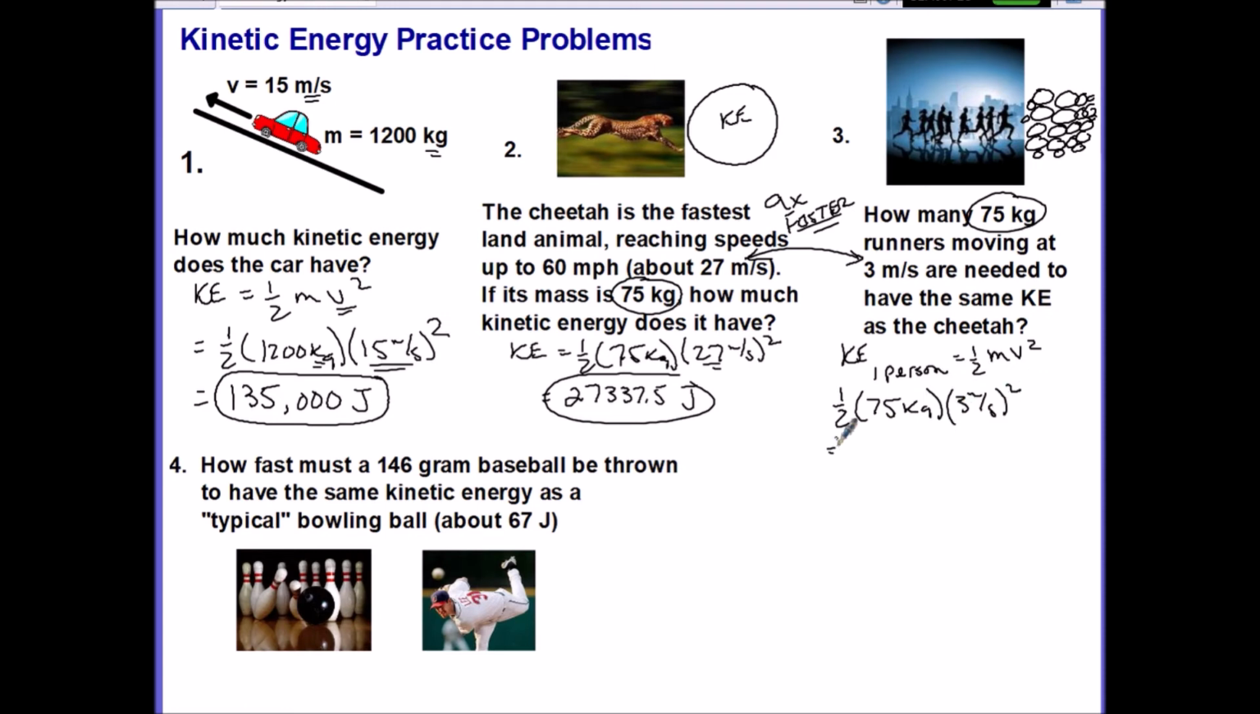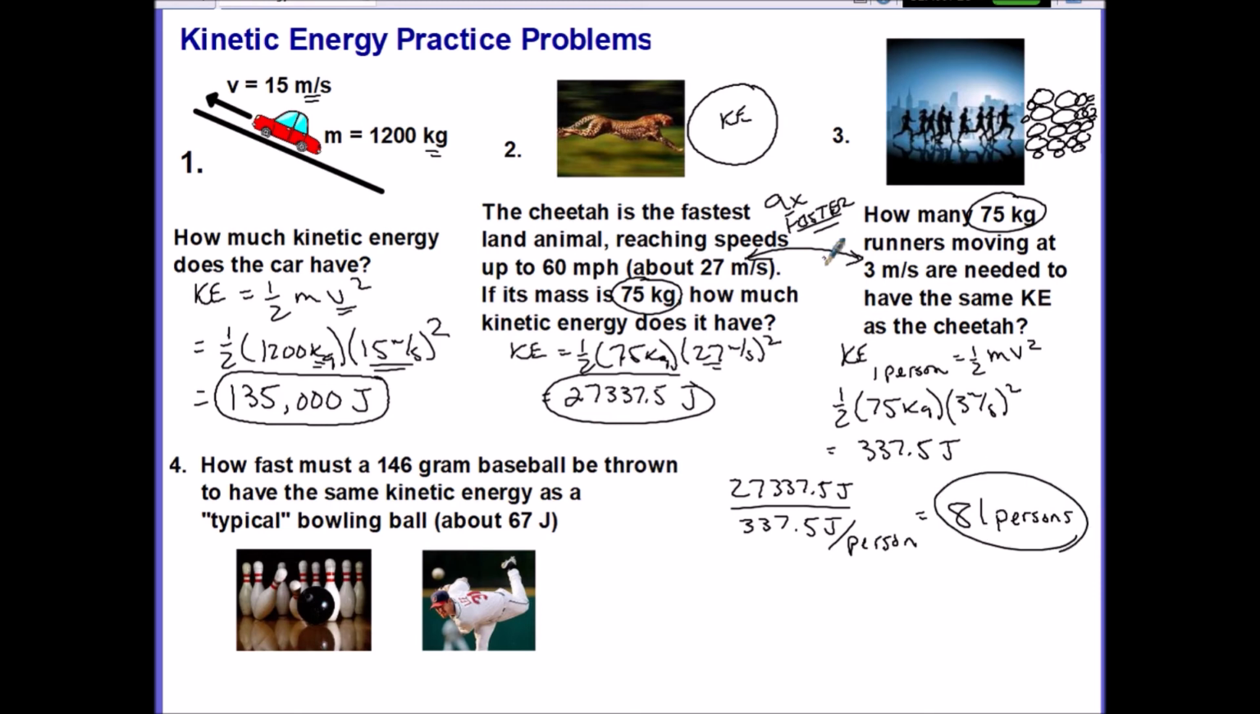And for that, I get only 337.5 joules, and that's per person. If I take that 337.5 joules and divide that by 337.5 joules per person, I get 81, as I expected. I guess I write it as 81 persons.